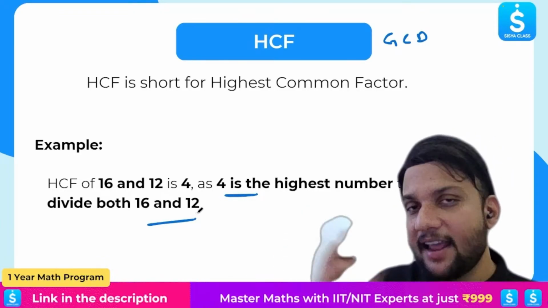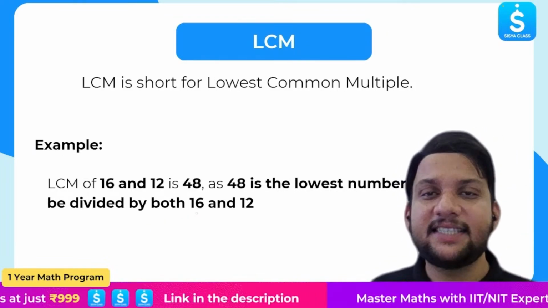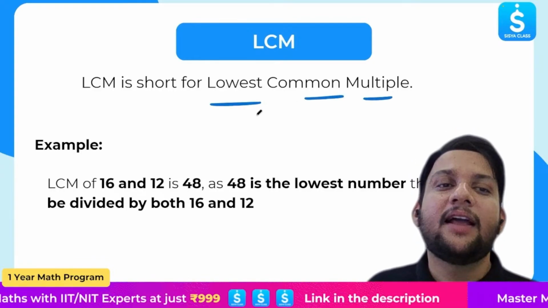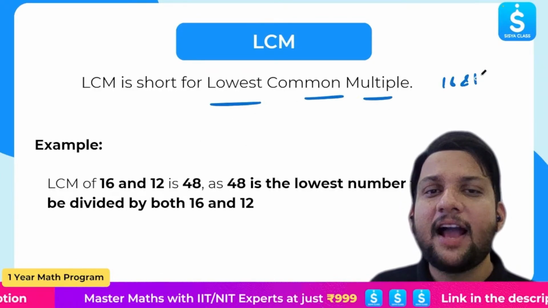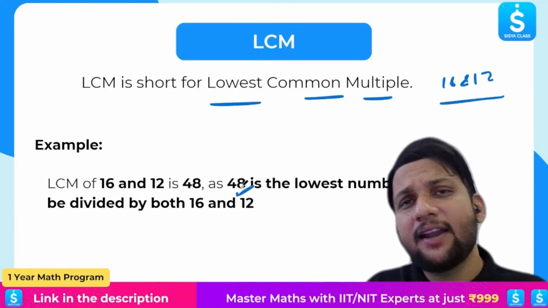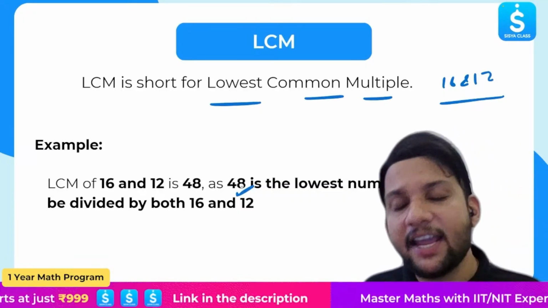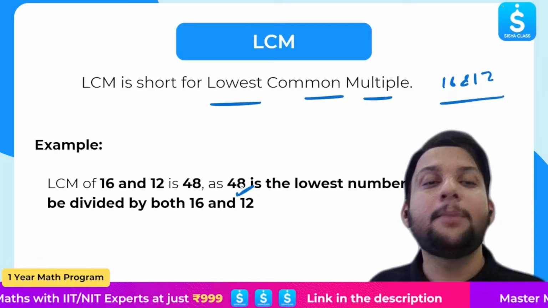But in 10th grade, we have a different formula. Let me introduce the formula. But before that, what is LCM? LCM stands for lowest common multiple. LCM of, let's say, the same numbers, 16 and 12, becomes 48. That is, 48 is the lowest number that can be divided by both 16 and 12. See, highest common factor and lowest common multiple.